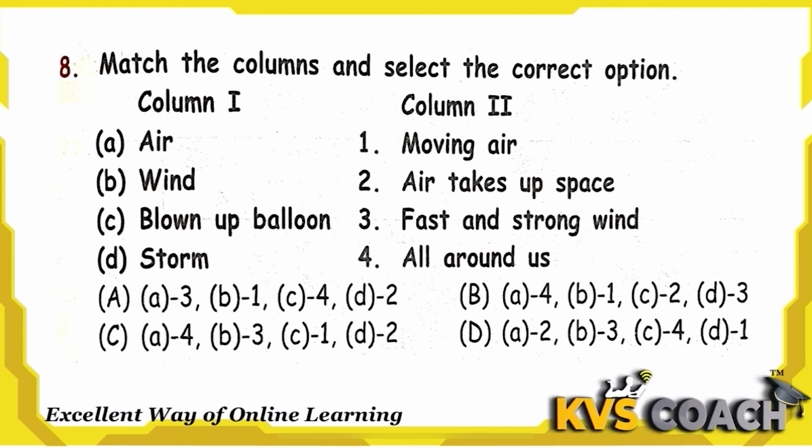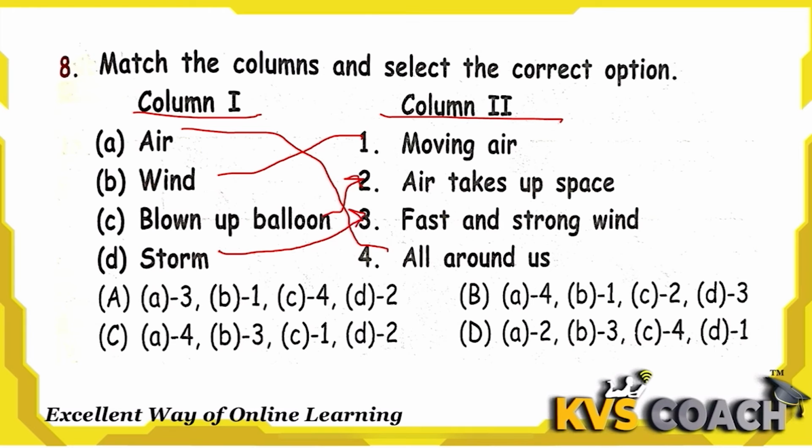Next is: match the columns and select the correct option. Column 1 and column 2. A, air is all around us. Yes, this is a fact. Option B, wind. What is wind? Wind is moving air. Blow up balloon. In blowing up a balloon, air is taken into the balloon. That's why the balloon blows up. And storm, what is storm? Fast wind is known as storm. It means A4, B1, C is 2 and D is 3.